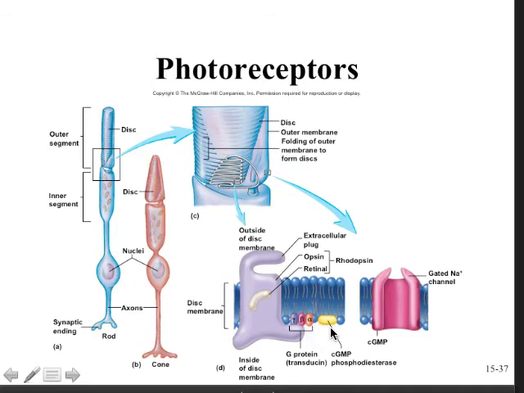The G protein triggers the cyclic GMP phosphodiesterase. What's going to happen is that the phosphodiesterase will break down the cyclic GMP, and that's going to result in a change in the conformation of the gated sodium channel.